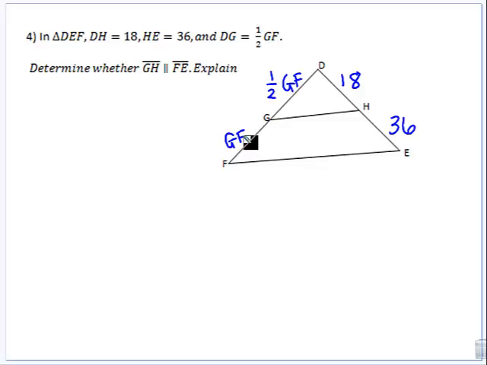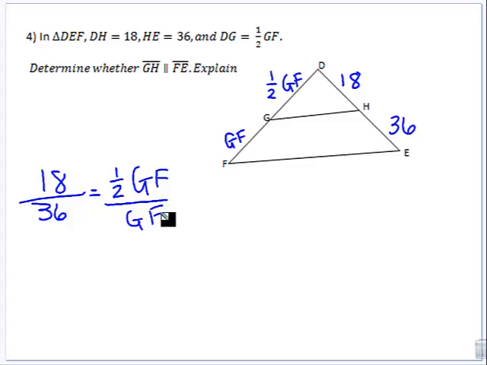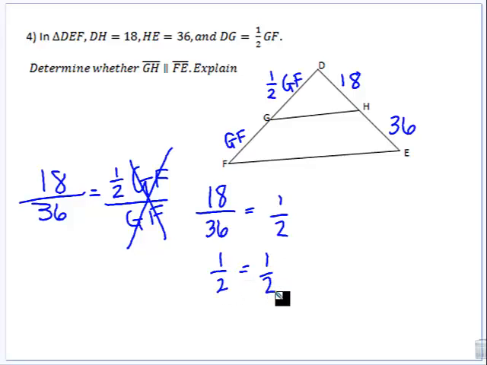18 over 36 equals 1/2 GF over GF. What happens to our GFs here? They're going to cancel. So now we need to know, does 18 over 36 equal 1/2? Yes, it does. 18 over 36 is also a half. So 1/2 equals 1/2. So are those two lines parallel? Yes, GH is parallel to FE.